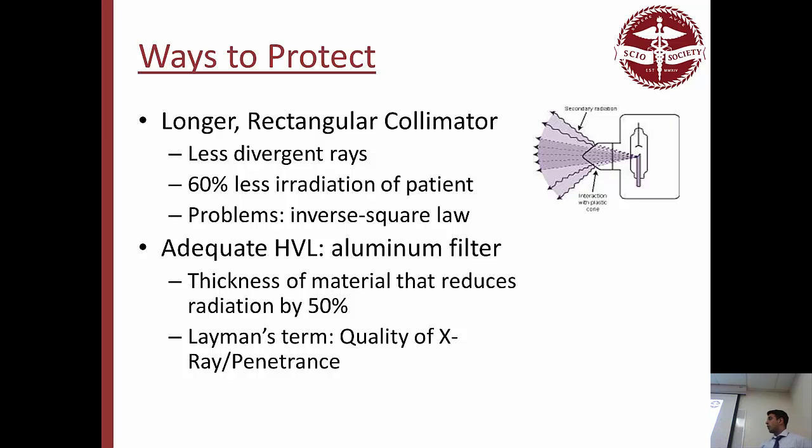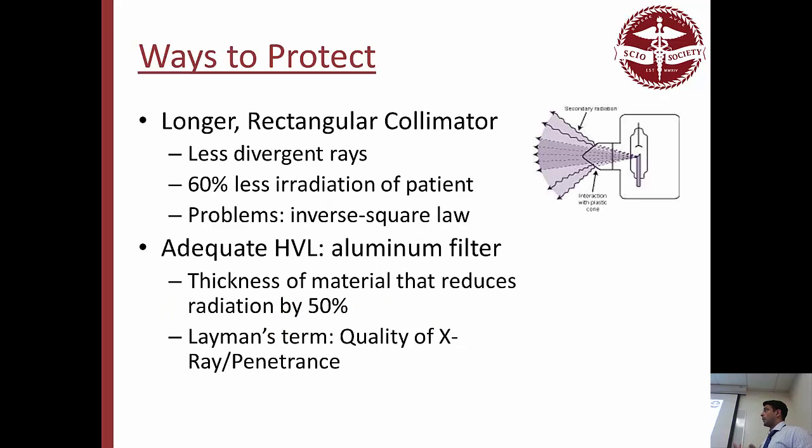So what you want to do is basically adjust the quality and the quantity of X-ray so that it's sufficient to get the results that you want, but not more than you need. That was it. That was the ways to protect the patient. That's all he talked about in the 3 things.